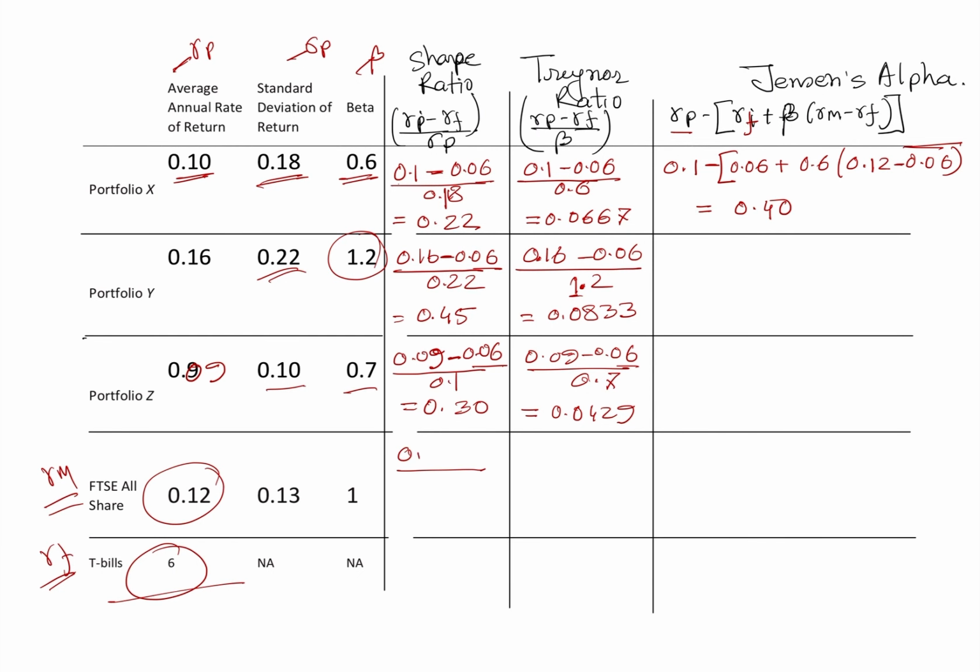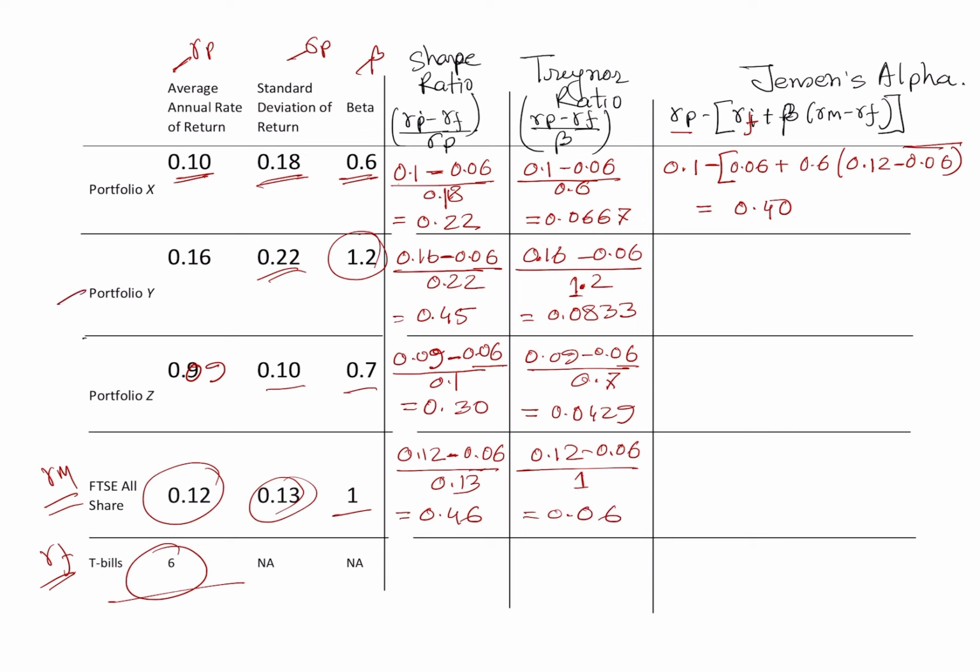And so this is 0.12 minus 0.06 divided by 0.13, which is its standard deviation. And this is 0.46. Then that one is 0.12 minus 0.06 divided by, because the beta of the market is always 1, and this gives us 0.06.